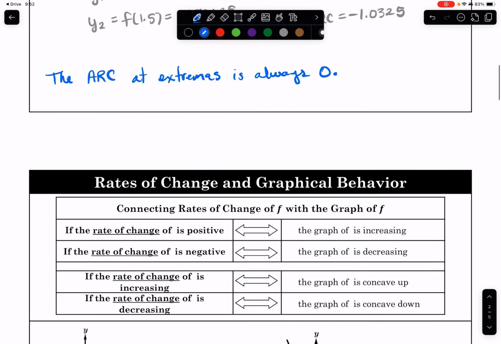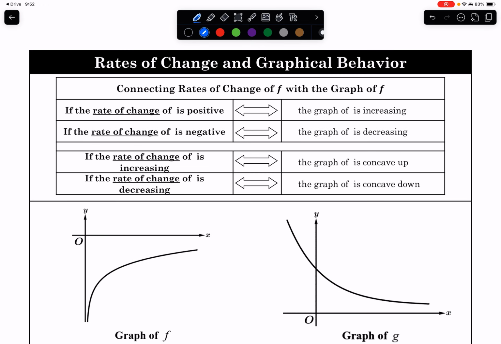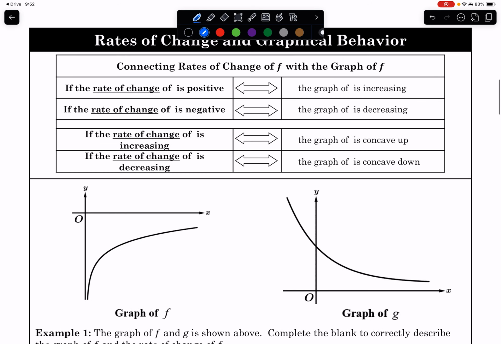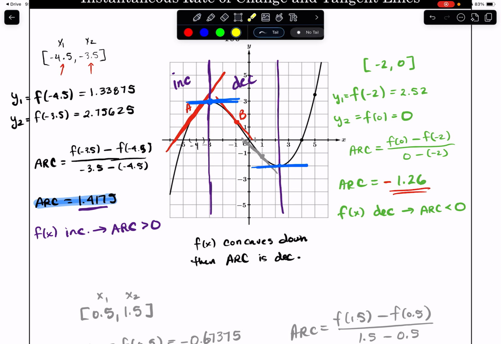Okay, now let's go on and discuss again the correlation, just what we talked about, between the rates of change of f and the graph of its function. And as we discovered, and again we just reviewed, if the rate of change is a positive number, just like in this example right here, the ARC is a number that's greater than 0, then that means that the function is increasing. This is biconditional. This goes in both directions. If the function is increasing, then that means that the ARC is greater than 0, and vice versa. If the ARC is greater than 0, then that means that the function is increasing at that location.